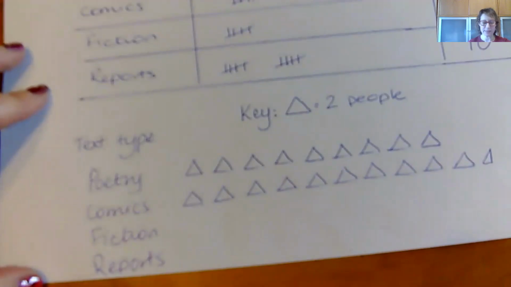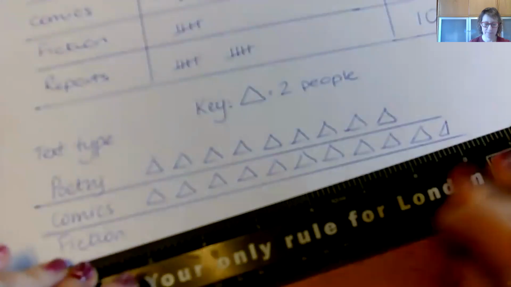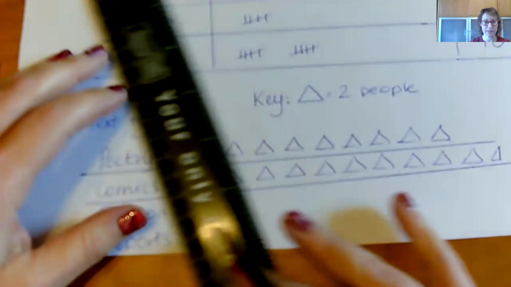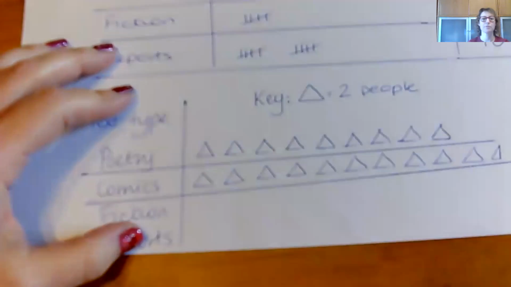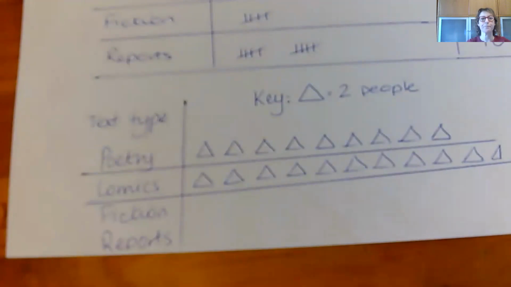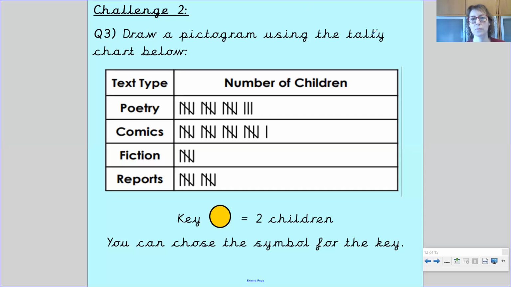I'm not going to do them all because that's your work. But when you're finished, then you can put in your lines in between to make sure that it's all neat. And you've got your pictogram. I can't get my ruler there, the camera's in the way. So like I said, don't worry about using a circle. I just find circles really difficult to draw halves of.